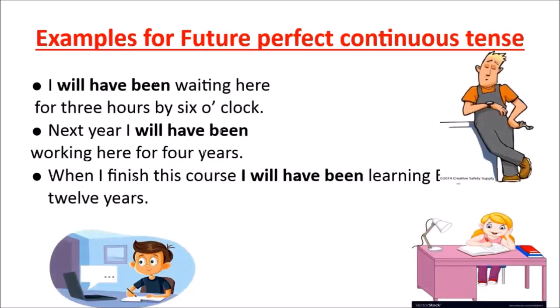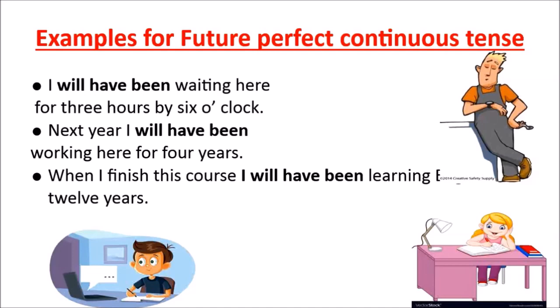Now let's learn some examples for future perfect continuous tense. Look at the first example. I will have been waiting here for 3 hours by 6 o'clock. So look at the man standing there and waiting. He is waiting for a long time, and if the time is 6 o'clock, he will have been waiting for more than 3 hours. Okay, so that's what he is trying to tell. Understand? So will have been here refers to some point of time in the future.